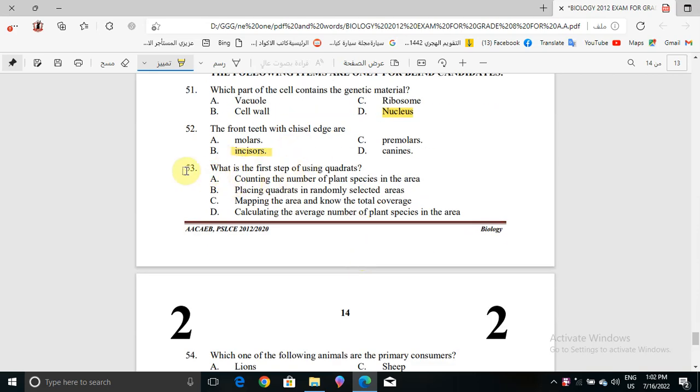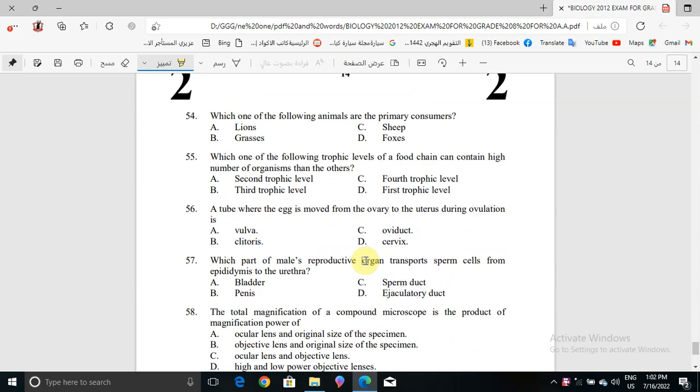Now in question number 53, what is the first step of using quadrats? Counting the number of plant species in the area. This is the correct one, that means it's the first step. Now question number 54, which one of the following animals are the primary consumers? We have lions, grasses, sheep and foxes. Primary consumers feed on plants, so first of all it says animals are the primary consumers. Primary consumers, that means the sheep.